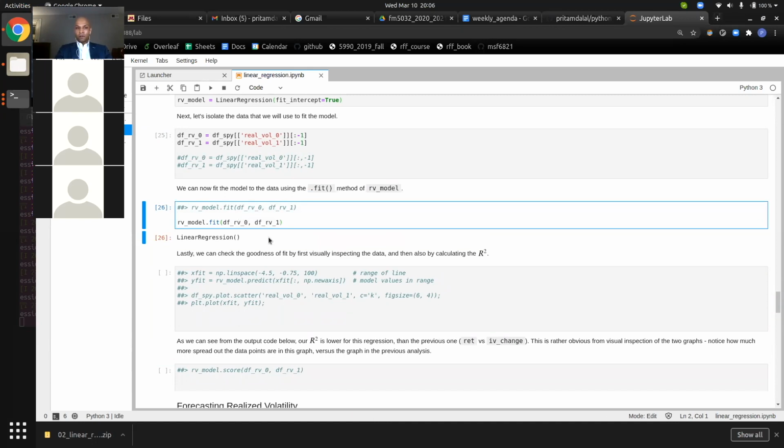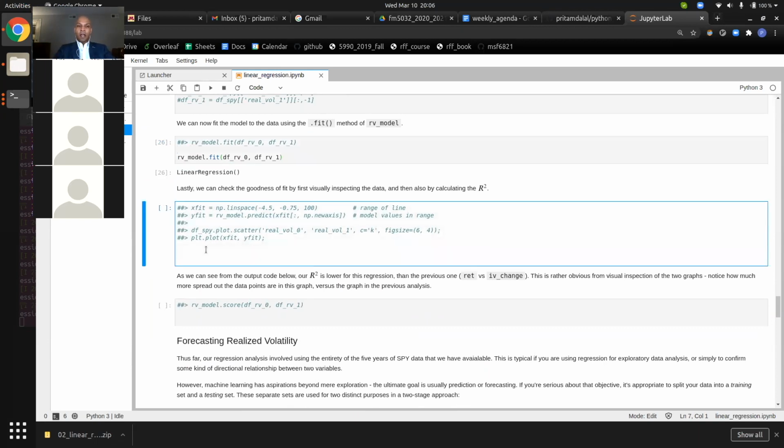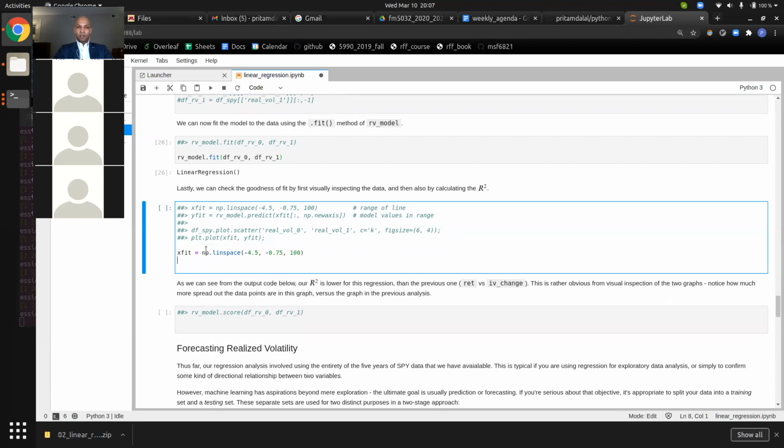Let's go ahead and fit our model. And let's just eyeball our goodness of fit by plotting our line. We're going to go from negative 4.5 to negative 0.75, 100 points, y fit from the RV model.